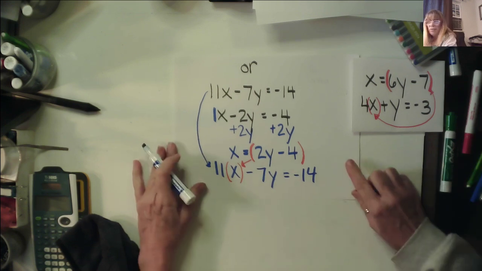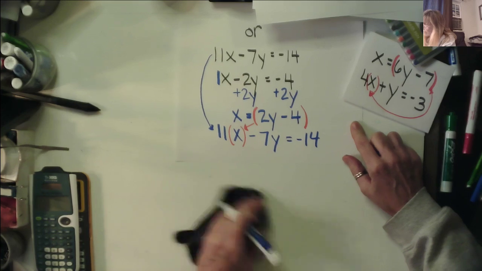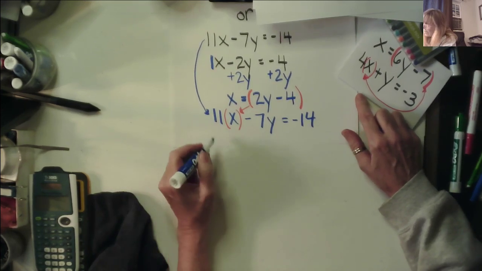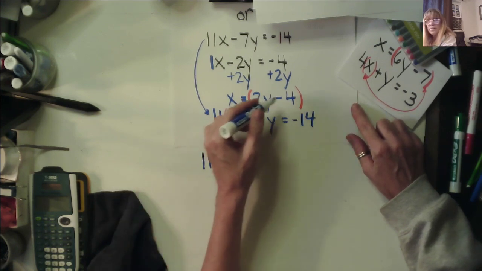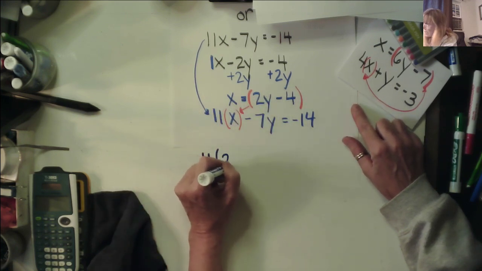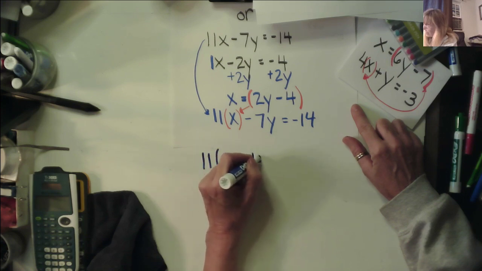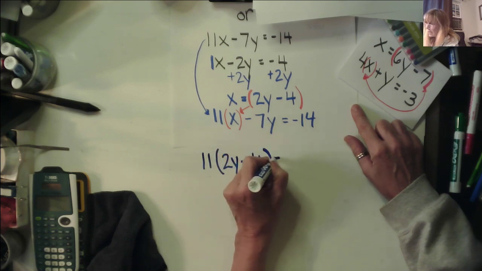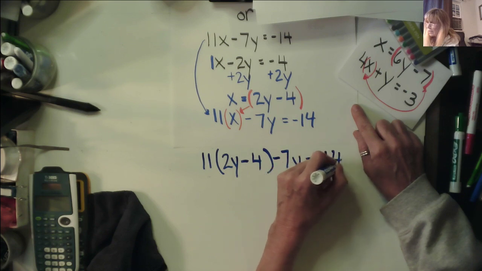I'm going to rewrite the 11. Oops, I know why I'm getting so far down, because I'm starting so far down. So I'm going to get the 11. I'm going to do a parenthesis. I'm not going to put x. I'm going to put the new name, 2y minus 4. Close the parenthesis. I'm going to bring down the negative 7y equals negative 14.